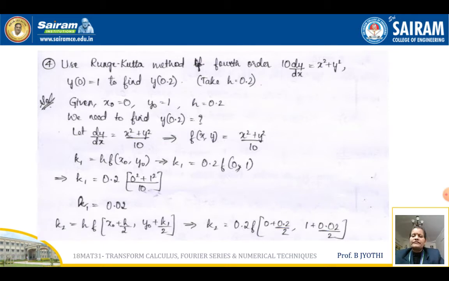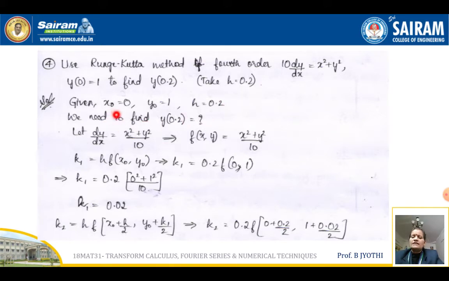Use the Runge-Kutta method of fourth order to find y of 0.2, given dy by dx is equal to (x squared plus y squared) divided by 10, with the initial condition y of 0 equal to 1. Take h equal to 0.2. It is given already; even otherwise, h is 0.2 minus x naught, which gives h equal to 0.2.